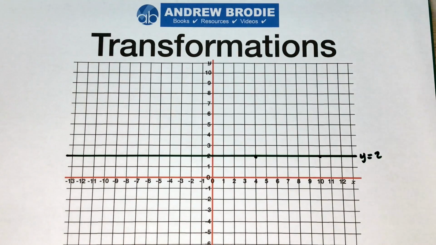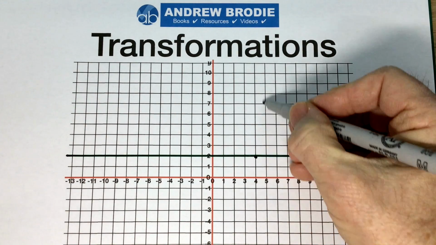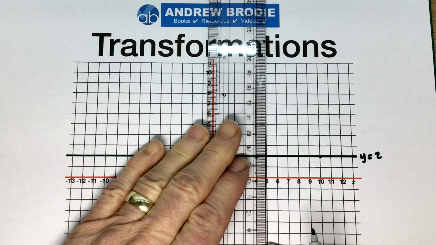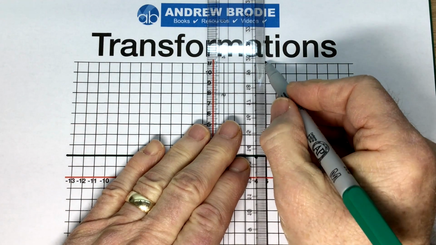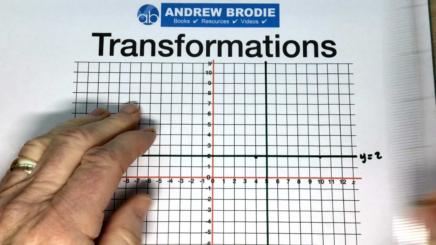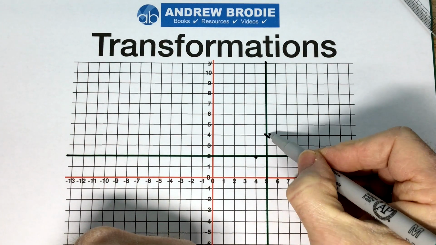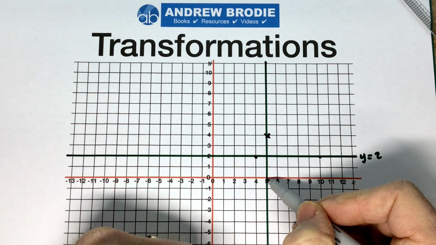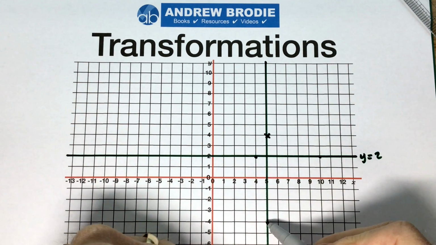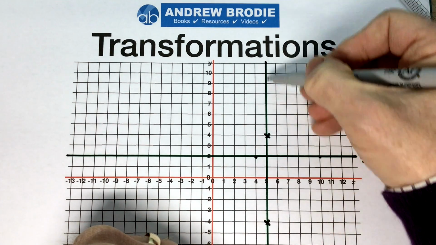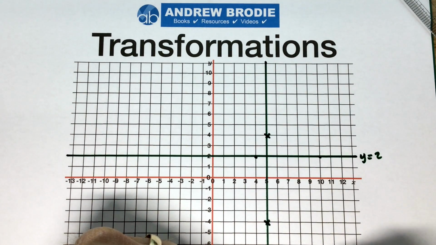Or the line x equals 5 is where the value of x is always 5. So quite obviously the line x equals 5 is that one there. And if we picked coordinates, you'd say, for example, that point there, the coordinates are 5, 4. This point here, coordinates are 5, -4. So that is the line x equals 5.